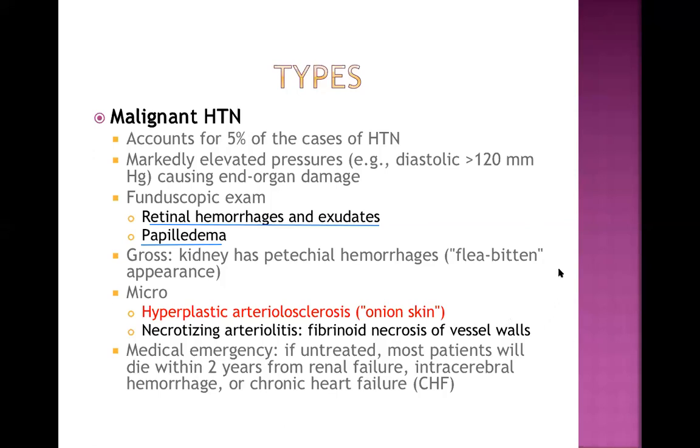This malignant type of hypertension is a medical emergency. It's a medical emergency because if such a high blood pressure is not treated in time, the patient may die because of different complications. One of the important complications is intracerebral hemorrhage. See, look at the blood pressure here. It can easily cause rupture of a small blood vessel inside the brain, and the patient will go into coma. This is the hemorrhagic type of stroke. Another one, the patient may die within 2 years from renal failure or even heart failure.